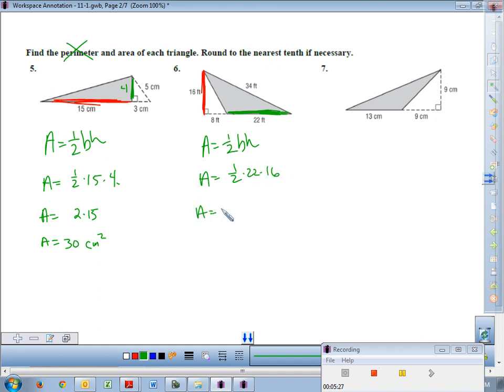And then half of 22 is 11. And 11 times 16 is 176 square feet. So here we go. Here's the base, and here's the height. The height is the more important one to find first, I guess I should say. And you know it's the height because it's perpendicular to something right there. It's perpendicular, that's 13. So let's start with the formula, and I'll let you pause the video and substitute in and solve.